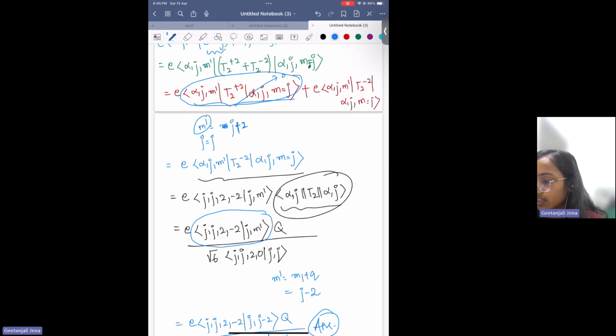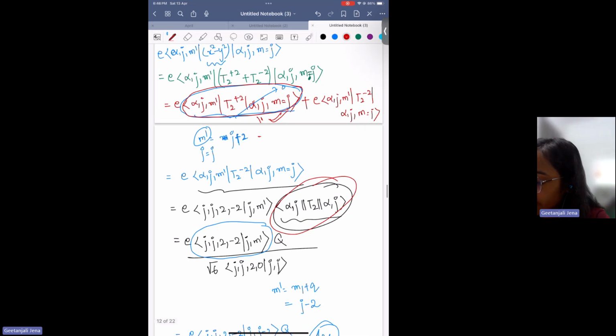So again, to see, this term is 0 and this term is 0. So I have only that M prime is J plus 2. That's why this is 0. What you can do here is express this term in terms of the CG coefficient. If you express it in terms of the CG coefficient, the right side will be J and 2, and the left side will be J and M prime. So for the coefficient to be non-zero, M prime should be J plus 2.